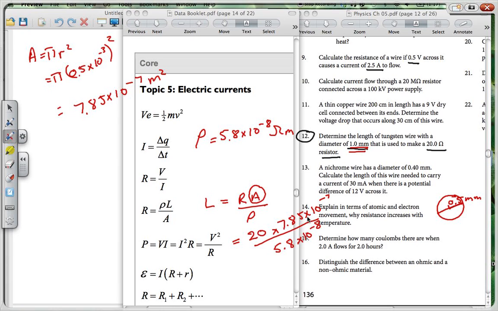So I'm going to calculate this. We times by 20 and then divided by my 5.8 exponent negative 8. And I get a length there of 270.8 meters that I'm going to need. So it's going to be pretty long. Okay, just check my working there. I think everything is correct. This is divided by that, yeah, so that's going to be the value that we're going to get.